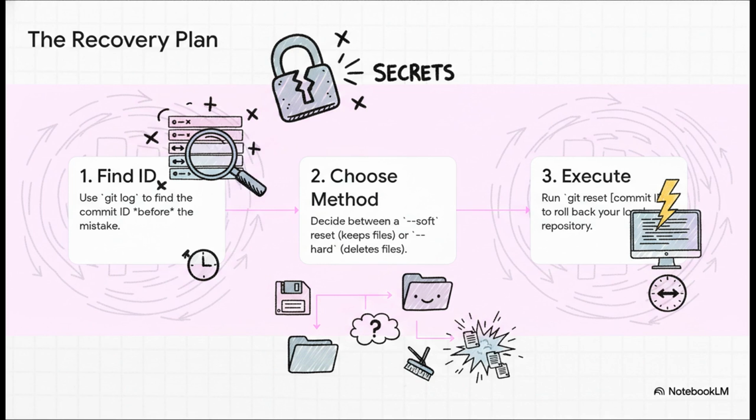But remember, the mistake is still on the remote. You'll have to use git push --force to overwrite the public history. Just be absolutely sure you know what you're doing, because that rewrites history for your whole team.